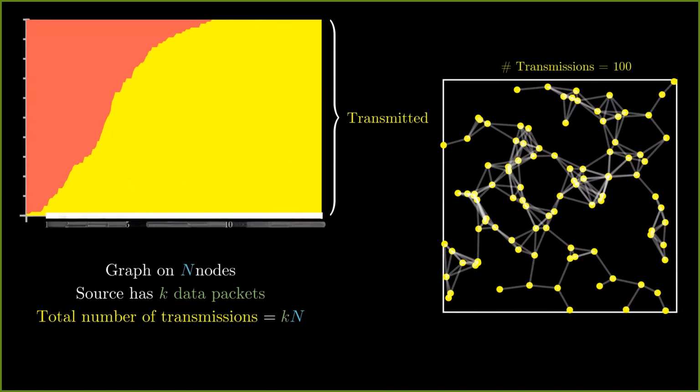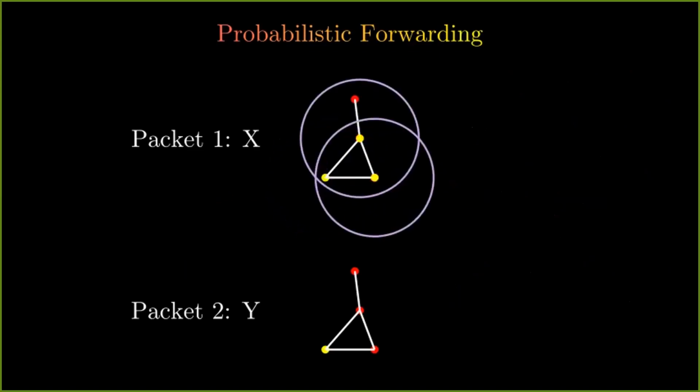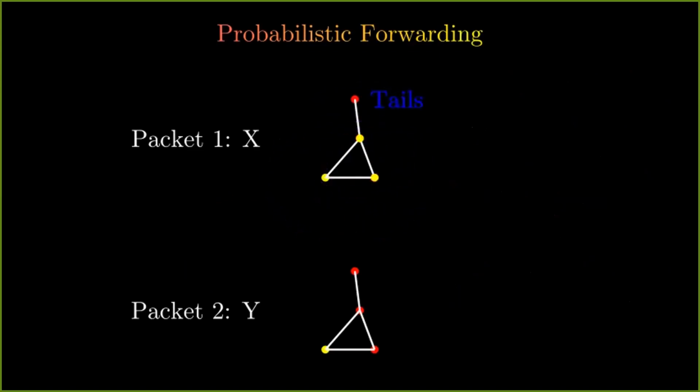Now, to overcome this, an alternative that has been proposed in the literature is what is called probabilistic forwarding. Let us go back to our example of the small graph. Here again, the 2 packets X and Y. Now, upon reception of a particular packet, a node tosses a coin with some probability p. If it lands heads, it decides to transmit the packet. If it lands tails, it does not transmit the packet. It does the same independently with other packets, and independently of the other nodes as well.